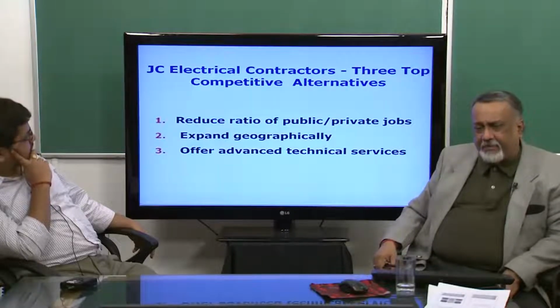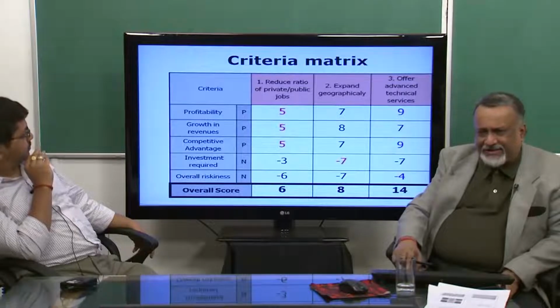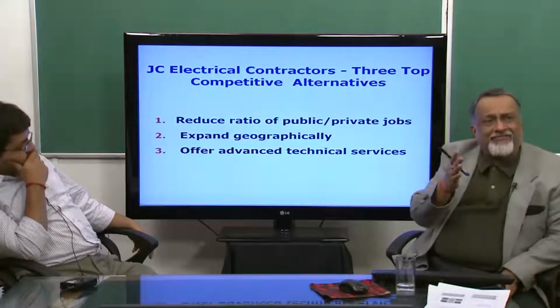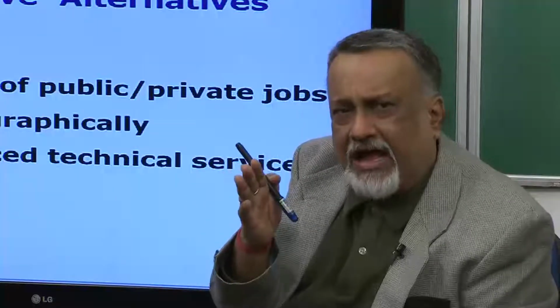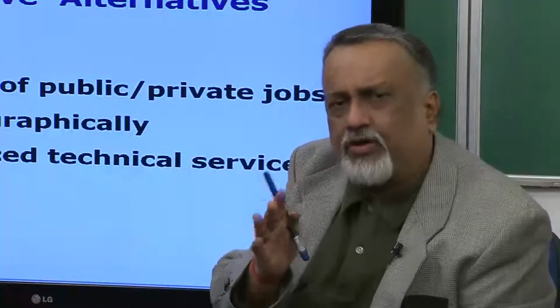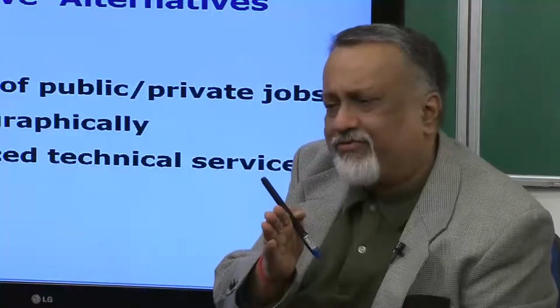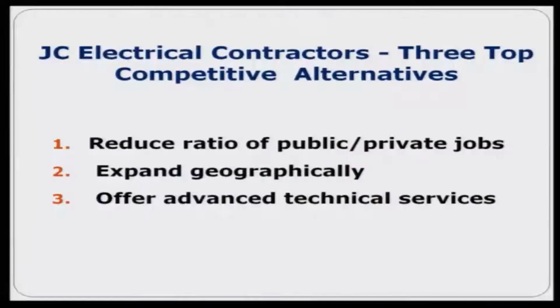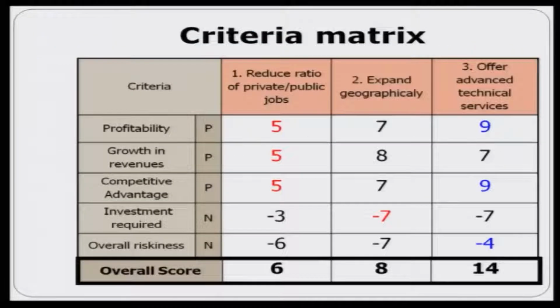So, from that analysis, and I will show you how that analysis is done, you cannot do everything at a time. Some focusing becomes necessary for good marketing strategy. So, you have to reduce the ratio of public to private jobs, expand geographically and offer advanced technical services. From the range of questions that we asked in the previous two slides, we focus on these three. And how do we do that?